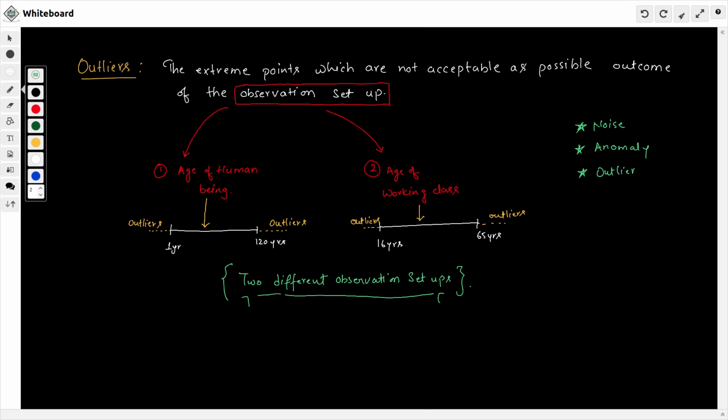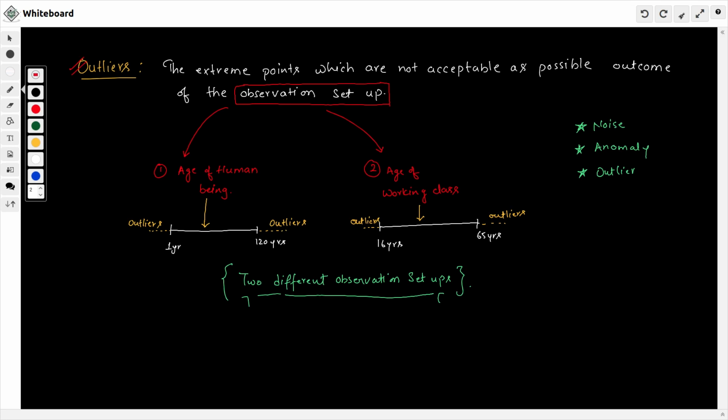Welcome back. So today we'll talk about the term outlier. As it is written here, outliers are the extreme points which are not acceptable as the possible outcome of the observation setup. So when we talk about outliers, they are directly dependent on the choice that we make to select the observation setup.